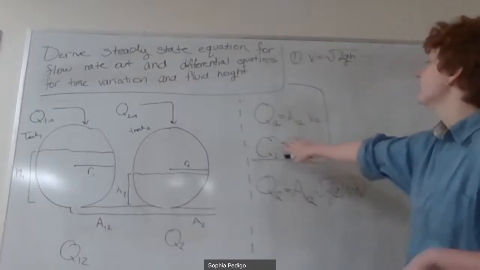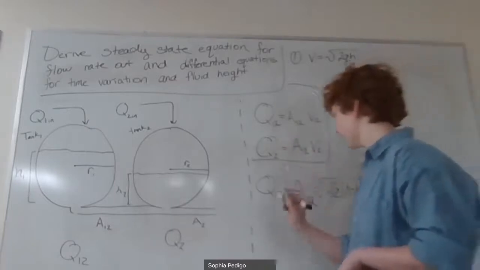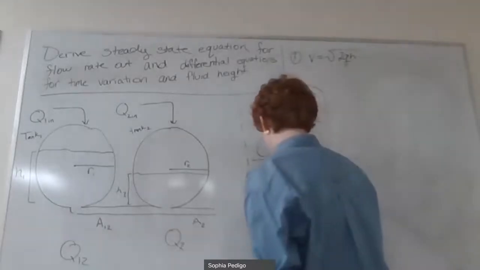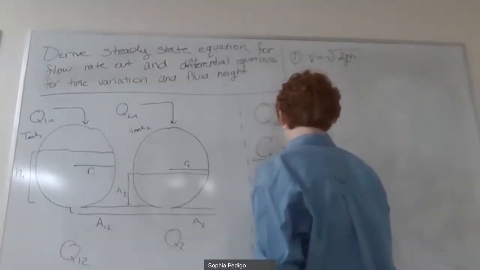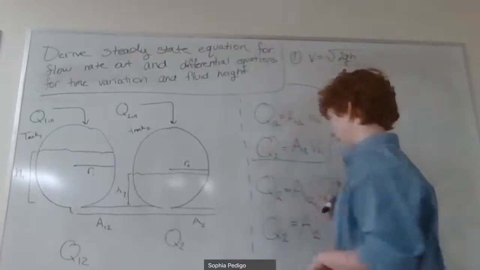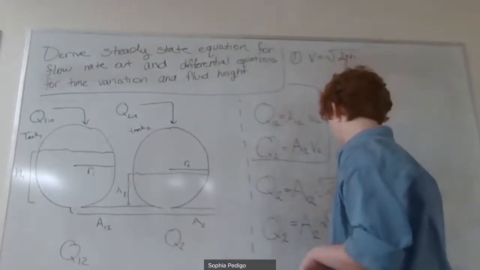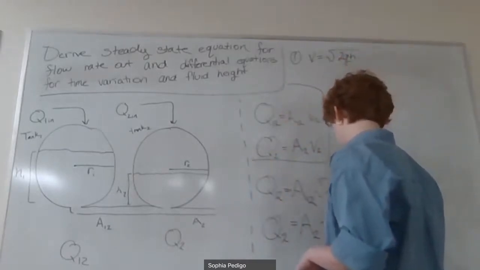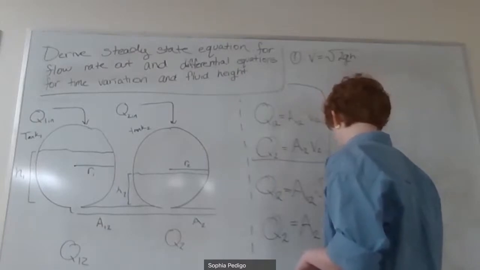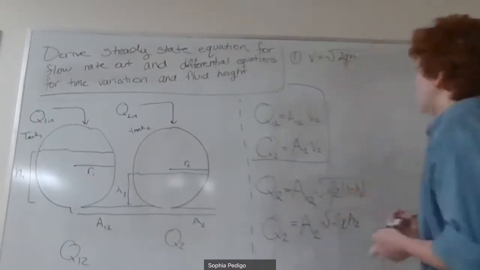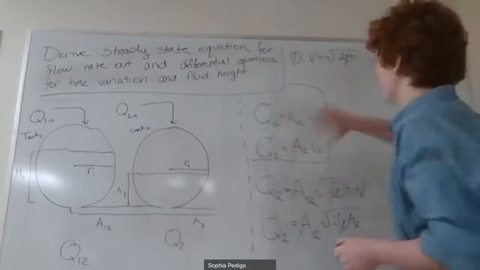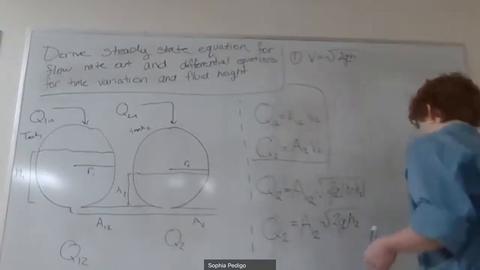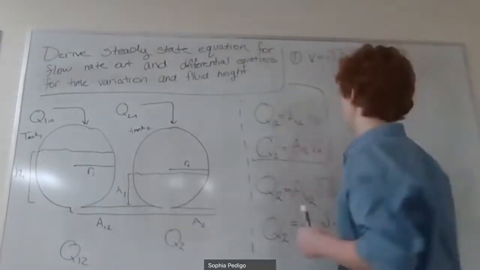Now that we've got that, let's go ahead and do the same for Q2. So Q2 is going to be equal to the area at 2 multiplied by the square root of 2g h2. Now, I'm going to go ahead and erase all of this and rewrite the equations up here so we can set those aside for later.